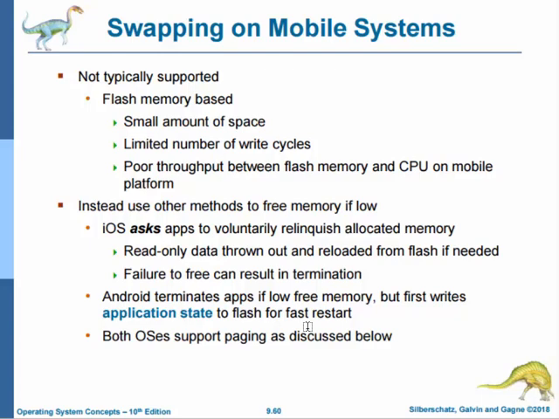For example, before the termination happens, in Android apps, the app writes its application state to the flash memory so that it can be quickly restarted. Because of these restrictions, developers for mobile systems must carefully allocate and release memory to ensure that their applications do not use too much memory or suffer from memory leaks.